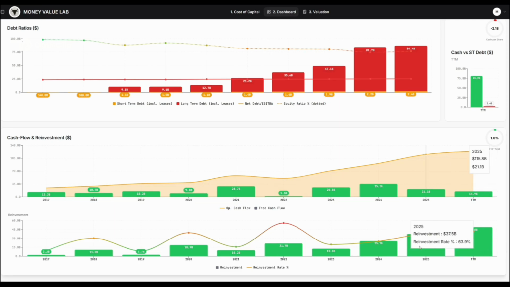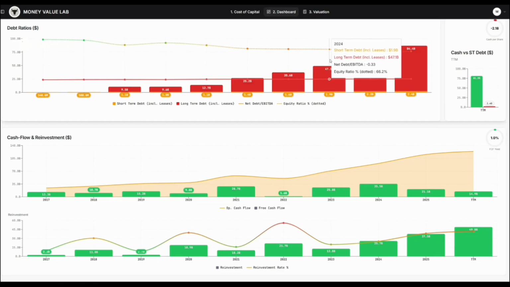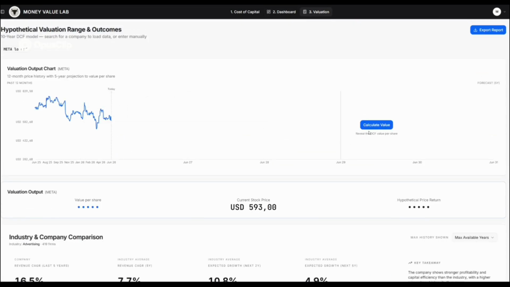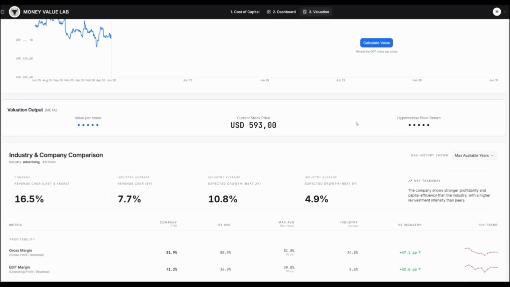And here we can see that Meta has invested $49 billion into their business, and that is in the form of working capital and capital expenditures. And still, they were able to pull off free cash flow. That shows you how strong a cash flow machine Meta really is. And finally, we go into valuation. Here you have the stock price, and here you need to calculate the value. But before we do that, we need to put in our assumptions.